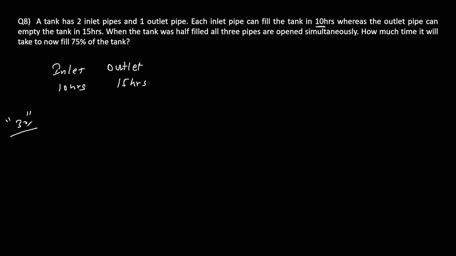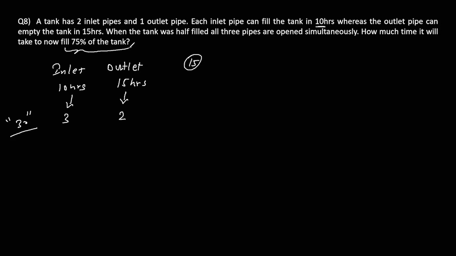So in 10 hours, it is doing 30 units. So in 1 hour, it will do 3 units. And the outlet pipe would remove 2 units every hour, right? Now go further. When the tank was half filled, already the tank is half filled. That means 15 units is already there in the tank. When the tank was half filled, all 3 pipes are opened simultaneously. How much time will it take to now fill 75% of the tank?